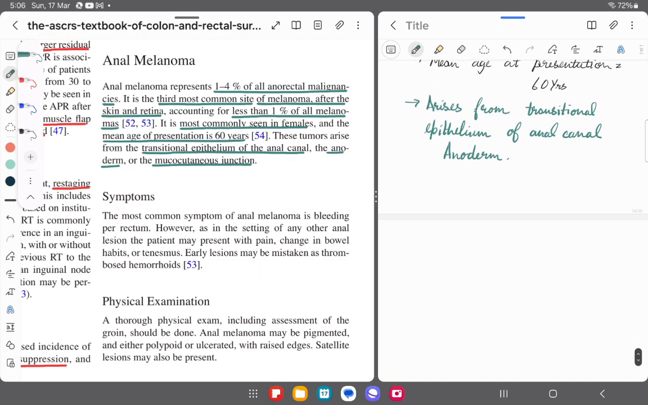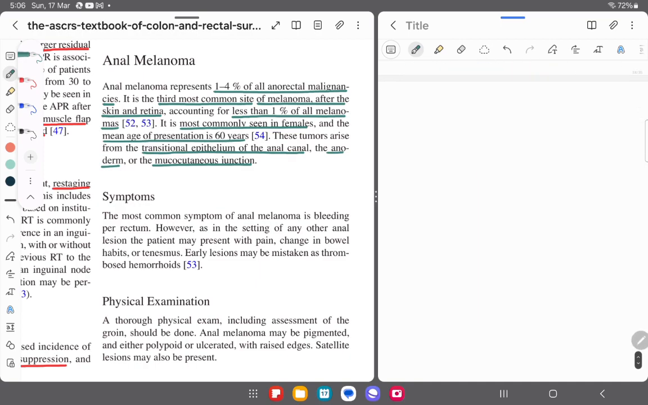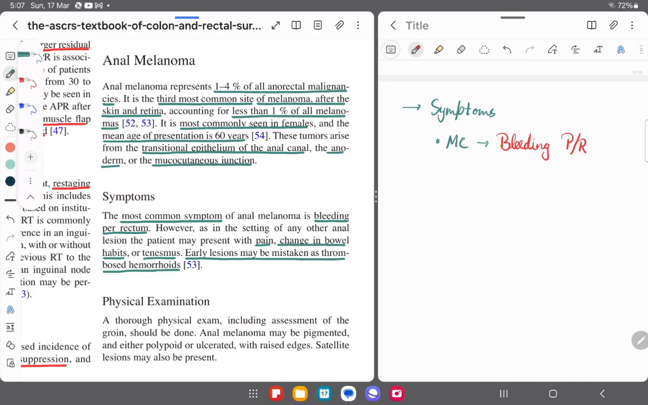Symptoms. The most common symptom of anal melanoma is bleeding PR, bleeding per rectum. However, as in the setting of any other anal lesion, patient may present with pain, change in bowel habits, or tenesmus. Early lesions may be mistaken as thrombosed hemorrhoids.